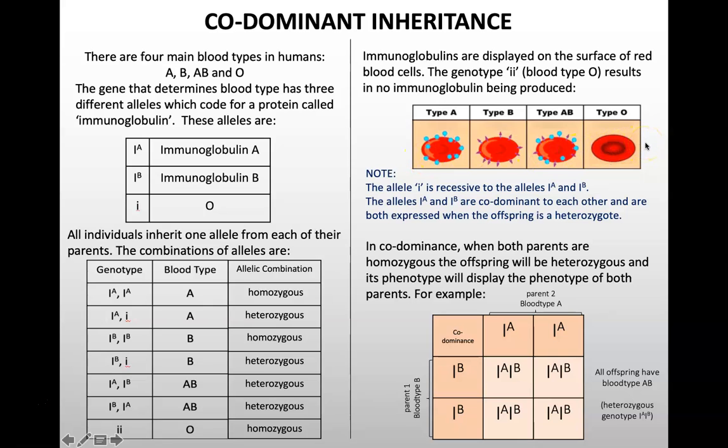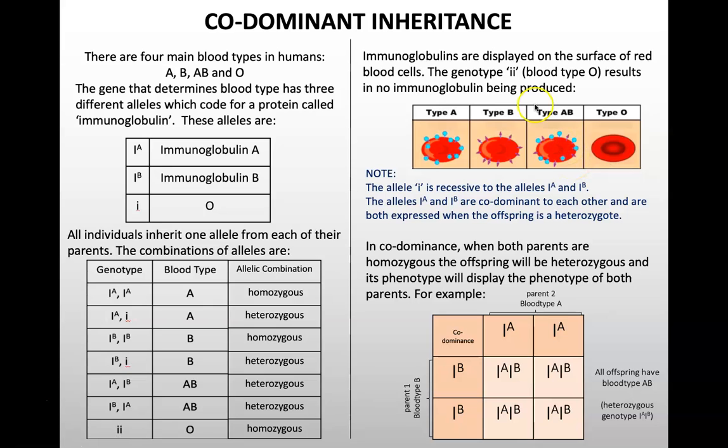Now this immunoglobulin protein that's produced from these alleles, this gene, is a protein marker which is carried on the surface of red blood cells. So you can see that they have different shapes, and so type A looks like this with the blue ball, type B has the purple arrow, and then type AB has both of those proteins being expressed.